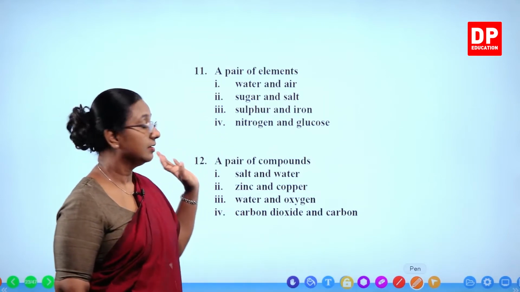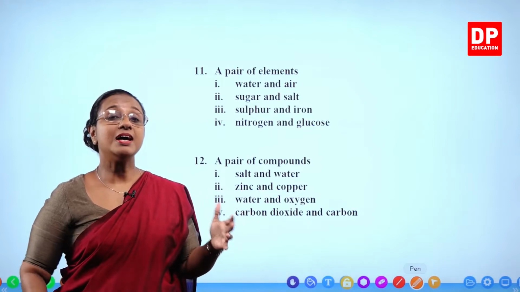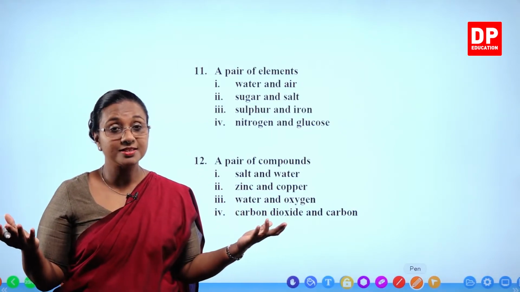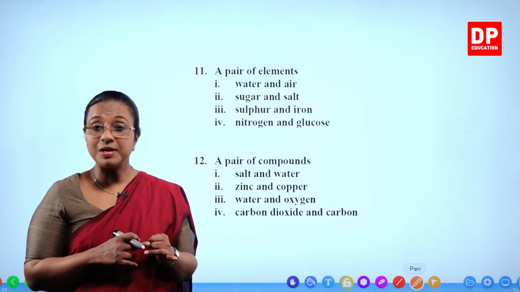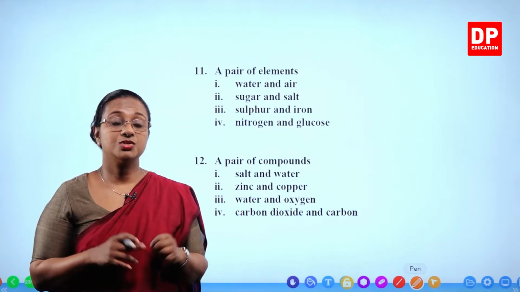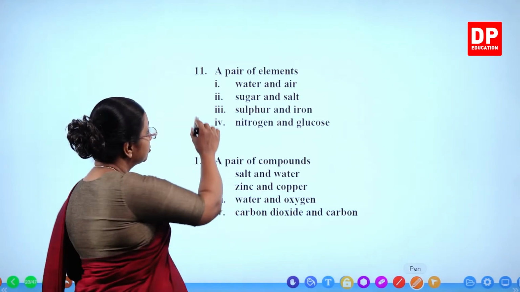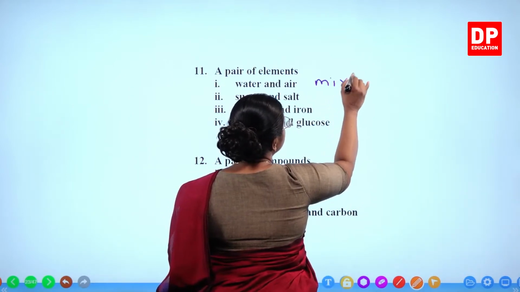So, water, mixture. Air, I told you all this. Now, air is in the atmosphere around us. There is nitrogen, there is oxygen, there is carbon dioxide, water vapor and other gases. So, it is a mixture. So, both of these are mixtures or non-pure substances.